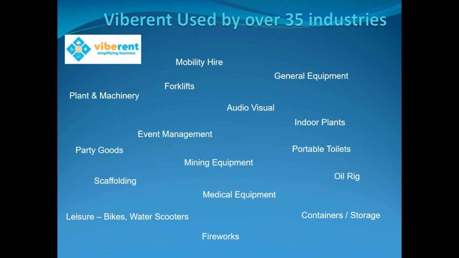Viberent is used by over 35 different industries all over the world. We have customers in the North Sea, in Scotland, who rent out oil rigging equipment to oil platforms and other things. So, we have different industries using it: mobility hire, forklifts, plant and machinery, event management. We have customers renting out portraits and films and things like that, photographs, and a whole lot of other equipment. So scaffolding, medical equipment, all these are easily managed within the Viberent system.